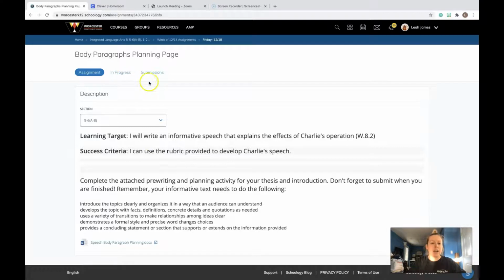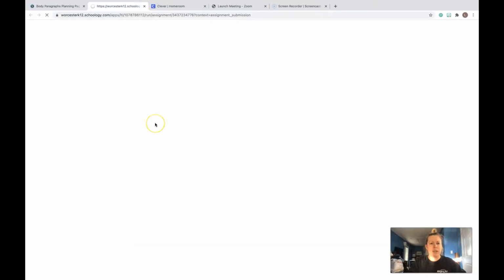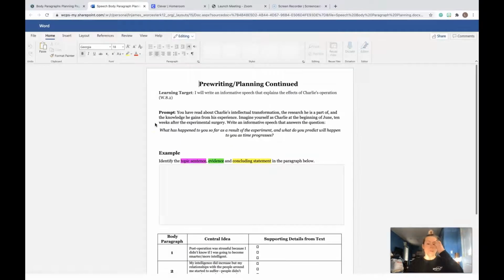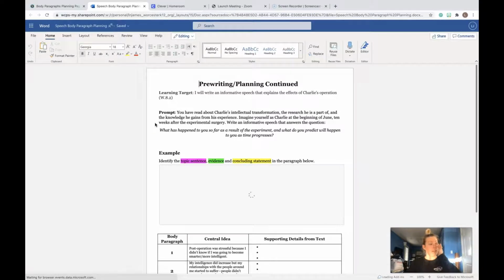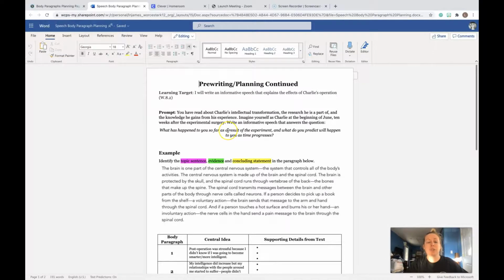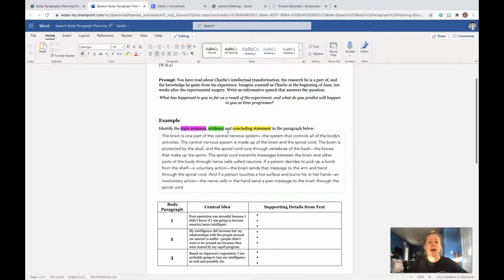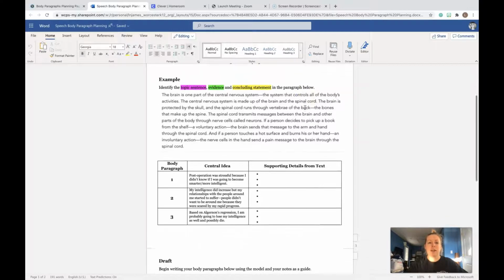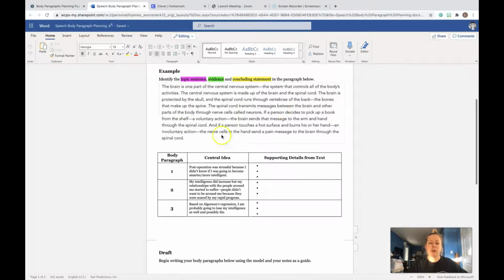I am going to open the planning page itself. And just like yesterday, I'm going to incorporate the notes from your class period. So please make sure you click into those. I put the prompt up here from yesterday, but we're going to go ahead and dive into this first paragraph. So this is an example of a body paragraph. And I wanted you to see how the author used a topic sentence, how much evidence they included, and then the use of a concluding statement.